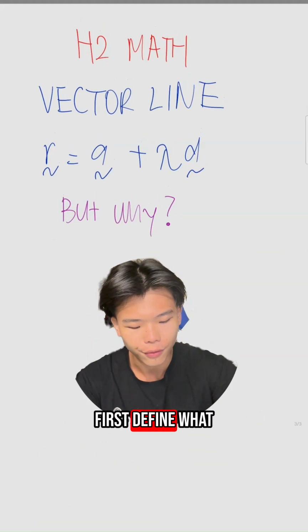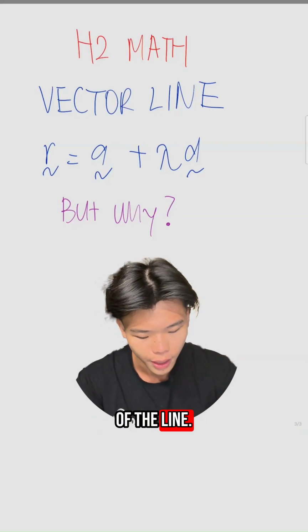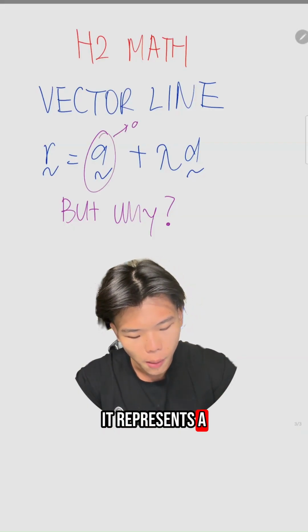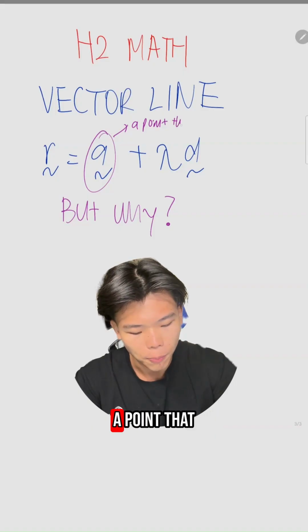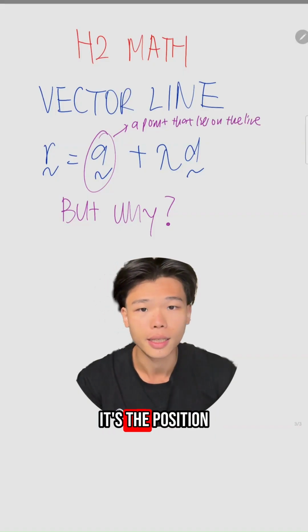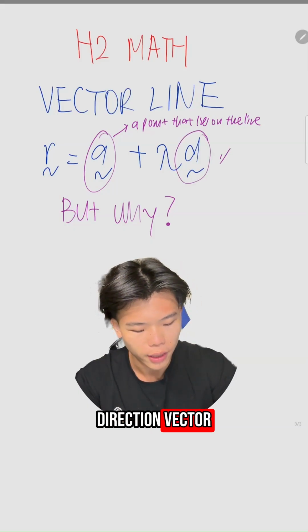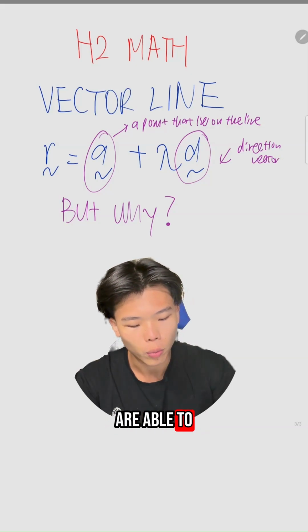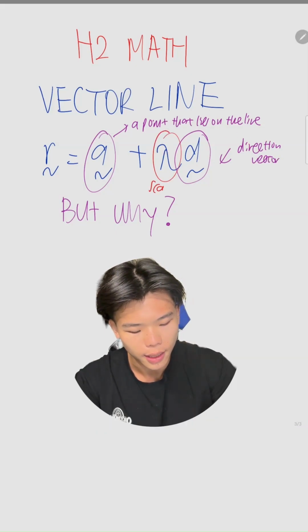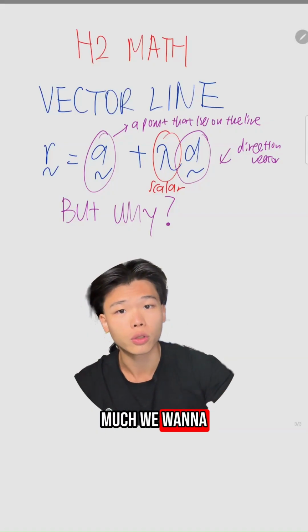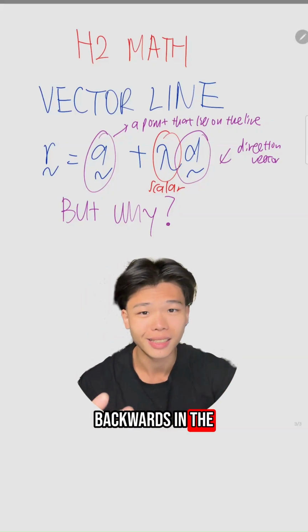So over here, we first define what makes up the vector equation of the line. This A over here represents a point that lies on the line. Essentially, it is the position vector of a point that lies on the line, followed by the direction vector of the line. So this is the direction vector. And then we are able to multiply this direction vector with a scalar to extend how much we want to go forward or backwards in the direction vector.